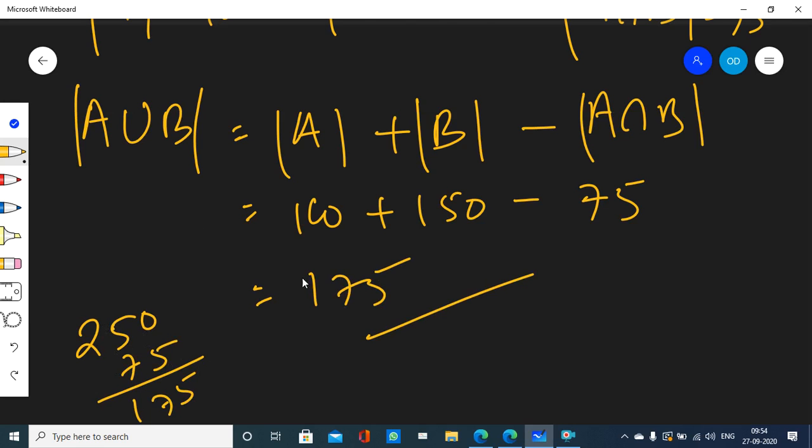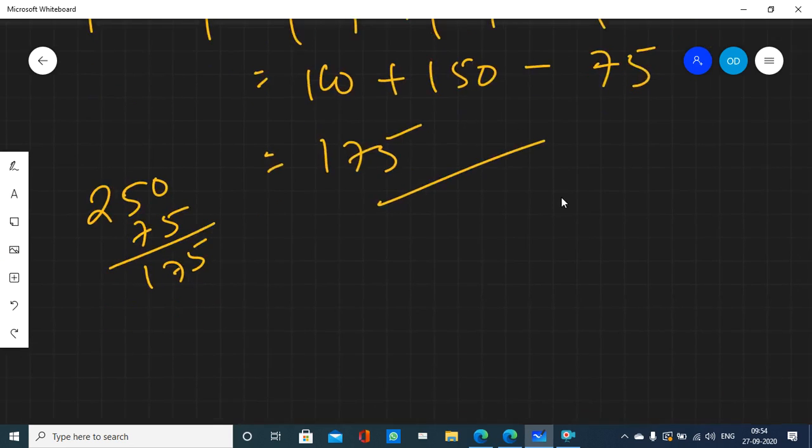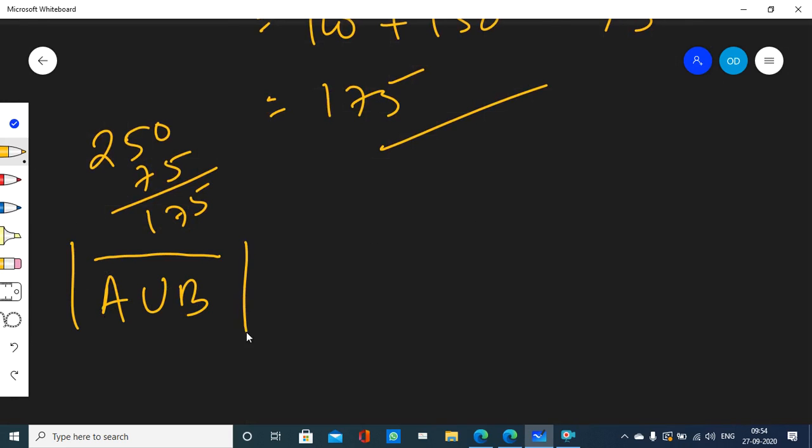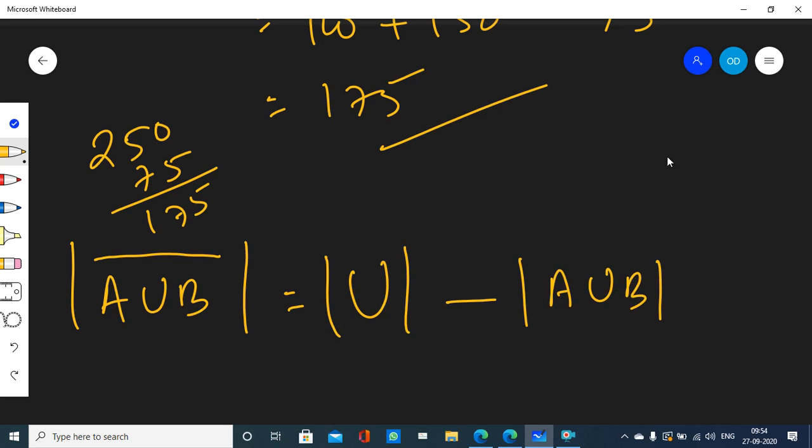That means these 175 students drink either apple or orange or both. We don't care which, they drink either of them. So which students do not drink any of these two? That is the complement of A union B. So we want to find the cardinality of this, which is cardinality of U minus cardinality of A union B.